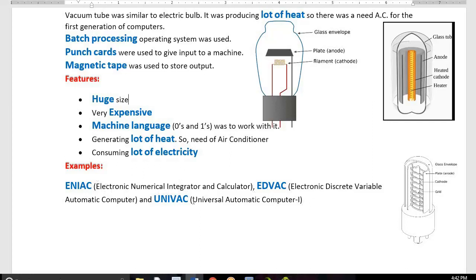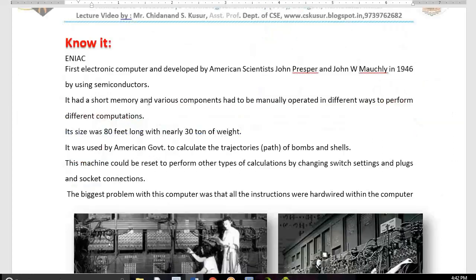ENIAC, EDVAC and UNIVAC. Electronic Numerical Integrator and Calculator was the first electronic computer. EDVAC: drawbacks of ENIAC were removed in EDVAC. Electronic Discrete Variable Automatic Computer. Drawbacks of EDVAC were removed in UNIVAC. Universal Automatic Computer 1. And I explained a little bit about the ENIAC. No need to write about these things in the examination. Just for knowledge I am explaining to you.